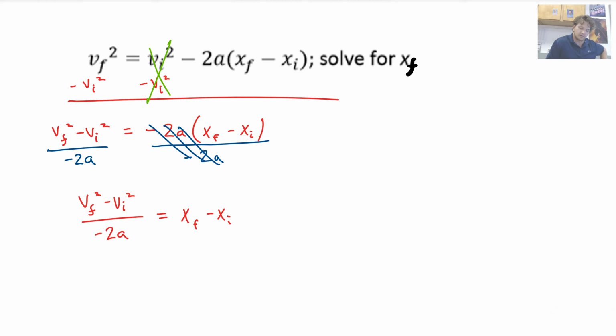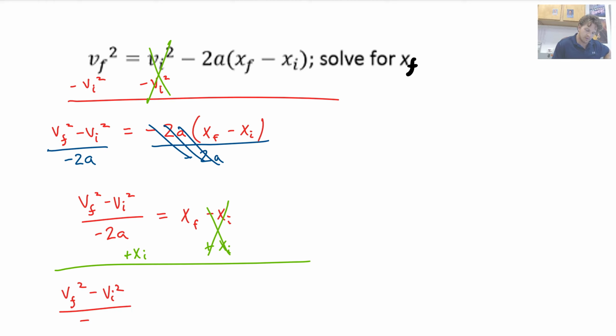So the last step here is that minus x initial piece on the right hand side. I'm going to add that to both sides. So plus x initial and plus x initial to both sides. Those cancel. And then I have v final squared minus v initial squared, all divided by negative 2a, and then plus x initial. Notice I cannot put it in that little expression I have already on that side because it does not have a common denominator. So I can't combine those two expressions. And that is all equal to x final.